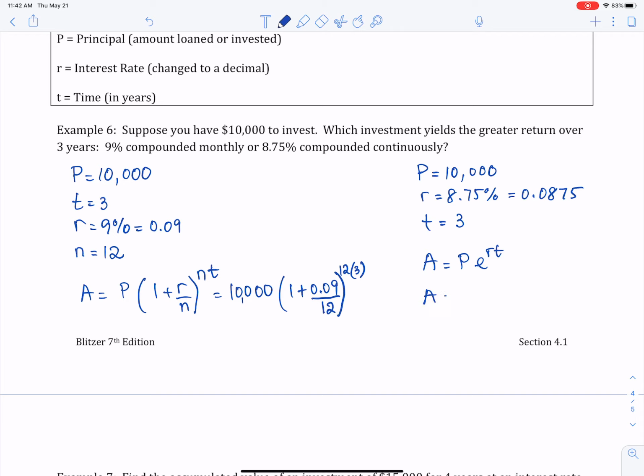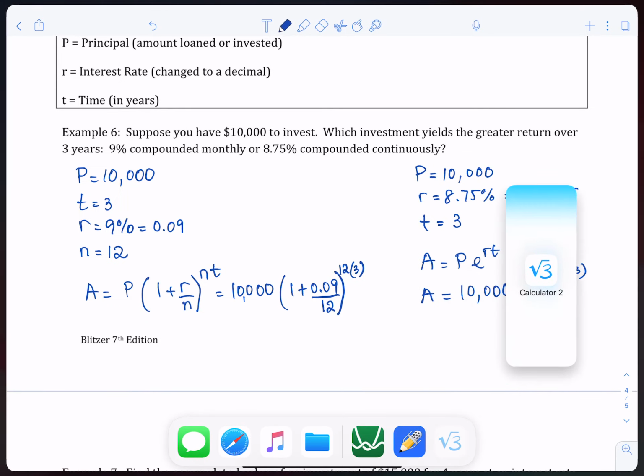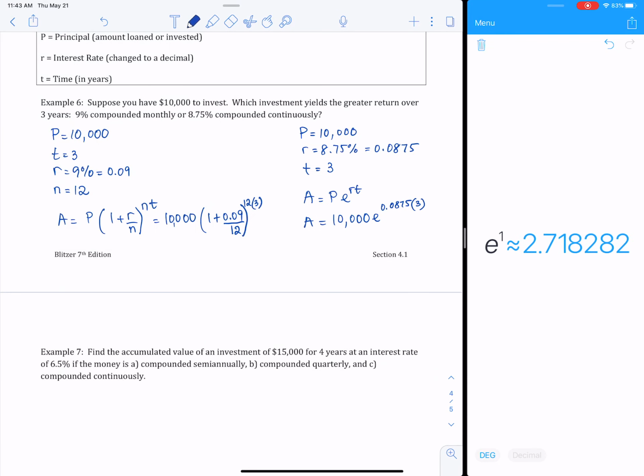So in this case, the future value, the accumulated value, is going to be 10,000 times e powered by 0.0875 times 3 years. I'm going to have my calculator here to calculate those. So 10,000 times 1 plus the rate 0.09 divided by 12, and this is powered by 12 times 3.